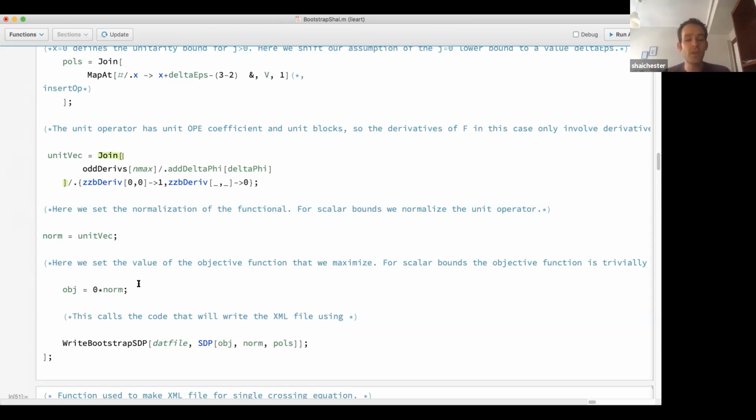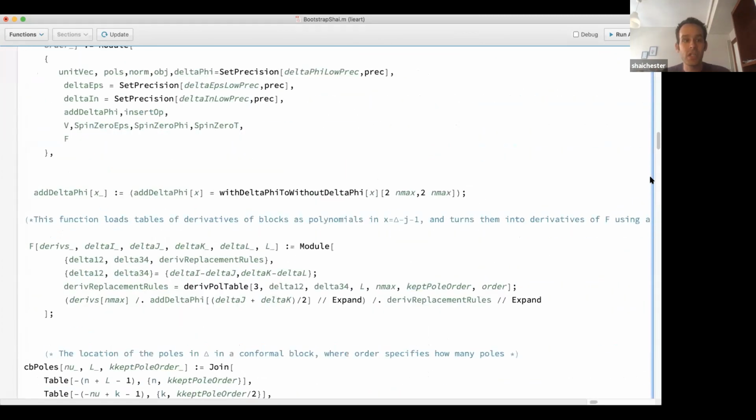So finally, we have our three quantities. We have the list of polynomial constraints. We have the quantity we're normalizing, as well as the quantity we're extremizing. And then we plug it in to this function called write bootstrap SDP. You could just think of that as a black box, which takes these three inputs and massages them into a form which can then be inputted into SDPB. So that is what happens for the scaling dimension algorithm.